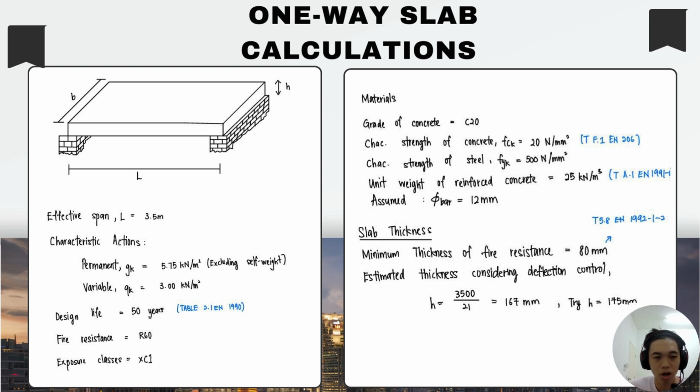Okay, next moving on to the one-way simply supported slab. Based on the Eurocode, as we can see here, GK and QK are 5.75 kilonewton per meter square for the permanent action and 3.0 kilonewton per meter square for the variable action, QK. And the slab thickness that we have chosen, which we have tried, is 175 millimeter.